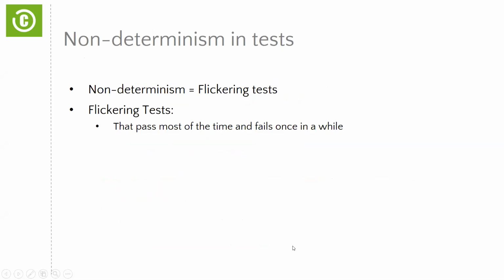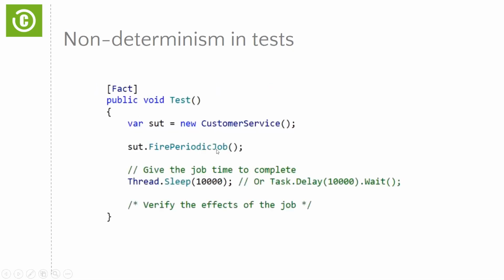Another anti-pattern which is faced is non-determinism in tests. Non-determinism means you have some flickering tests. Flickering tests are those tests which pass most of the time but fail once in a while, and if you run them again, they will turn green again. Non-determinism can have a devastating result on your entire test suite, and the test suite is no longer perceived as a reliable feedback. It usually happens in asynchronous code, like in this example here.